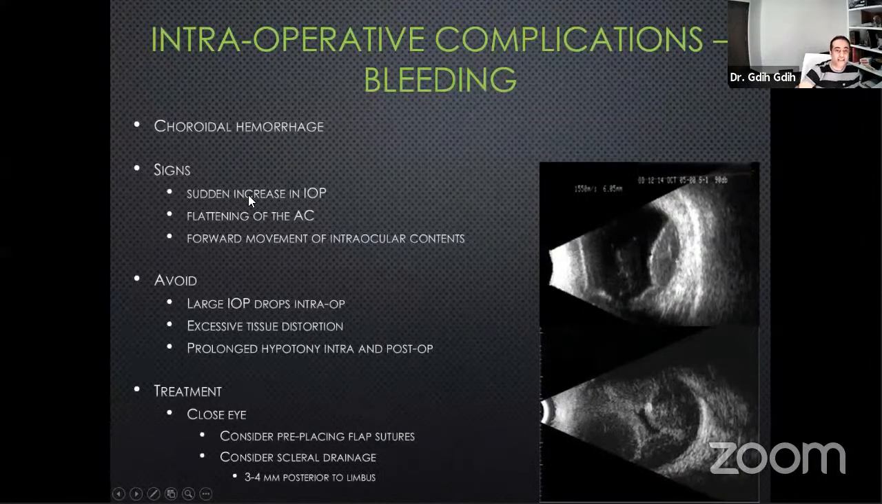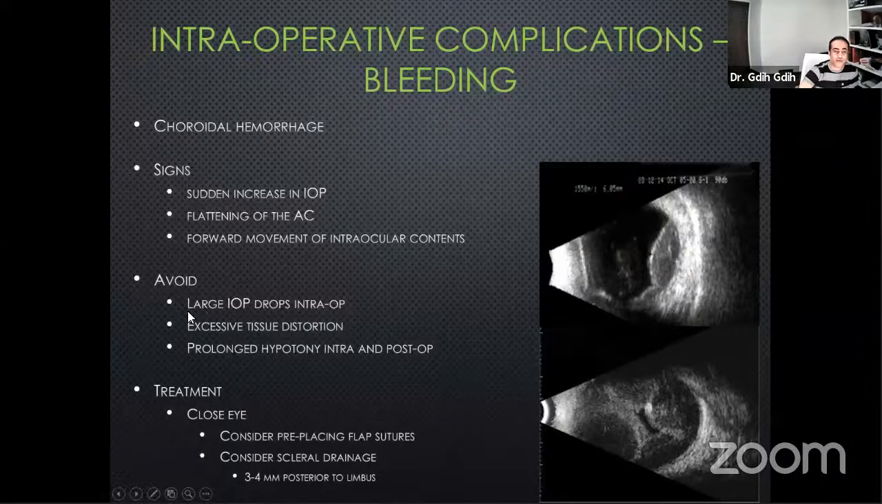Signs of that: sudden increase in intraocular pressure. So you'll be operating and all of a sudden the pressure rises and you feel like the globe is hard. Flattening of the AC. Forward movement of intraocular contents, including the iris, sometimes the retina, sometimes the choroid will be all expelled out.